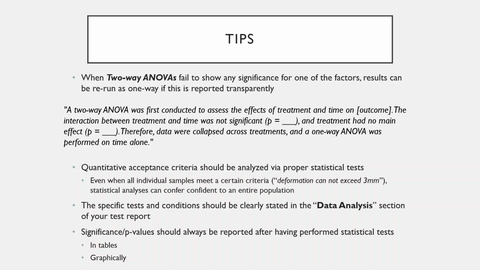So I even gave some sample verbiage here. Hey, a two-way ANOVA is first conducted to assess the effects of treatment and time on whatever outcome. The interaction between treatment and time was not significant, and treatment had no main effect. Therefore, data was collapsed across treatments, and a one-way ANOVA was performed on time alone. That's perfectly acceptable. That might make some of your graphical representations a little easier, as opposed to having to report tons of tables with all the unique different p-values across these multiple subgroups.